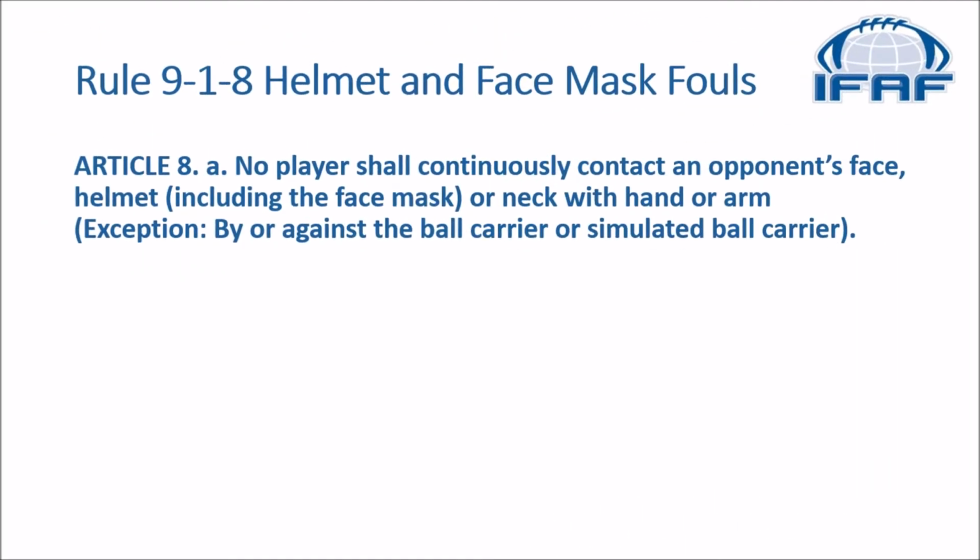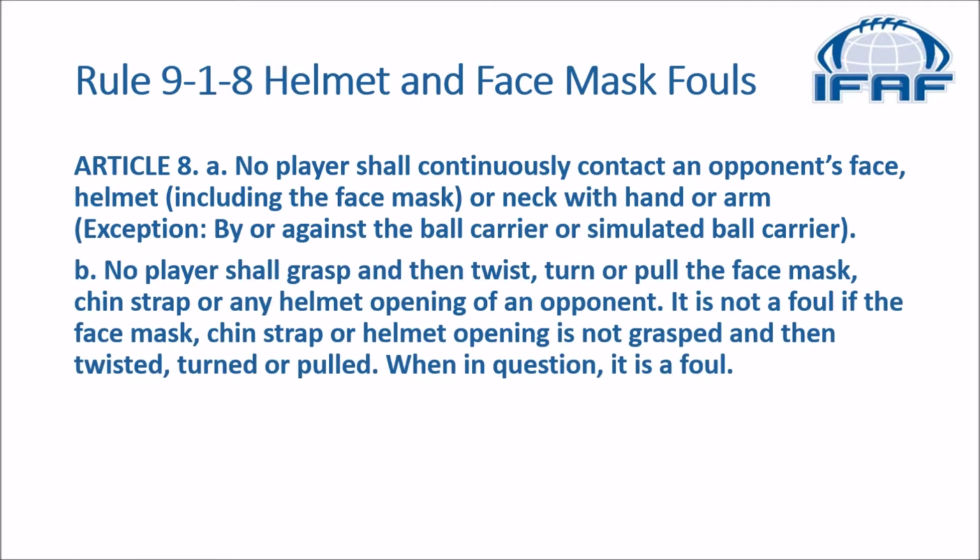In the rulebook, we go to Rule 9-18, Helmet and Face Mask Fouls. Article 8A: no player shall continuously contact an opponent's face, helmet, including the face mask, or neck with hand or arm, and the exception is by and against the ball carrier or simulated ball carrier. B goes on: no player shall grasp and then twist, turn, or pull the face mask, chin strap, or any helmet opening of an opponent. It is not a foul if the face mask, chin strap, or helmet opening is not grasped and then twisted, turned, or pulled. When in question, it is a foul.